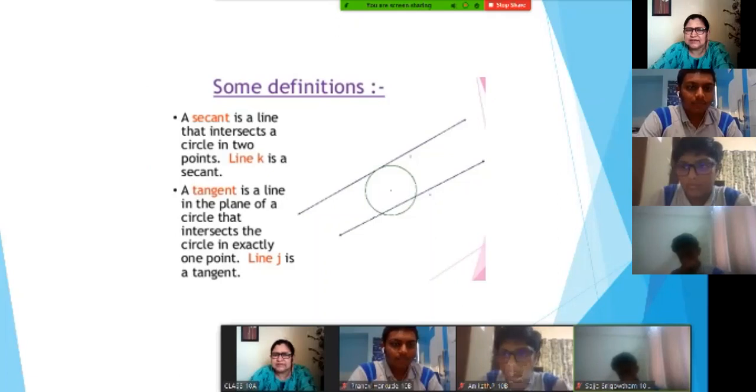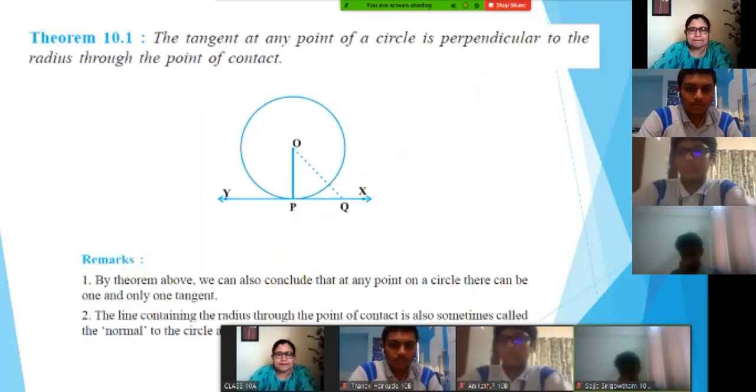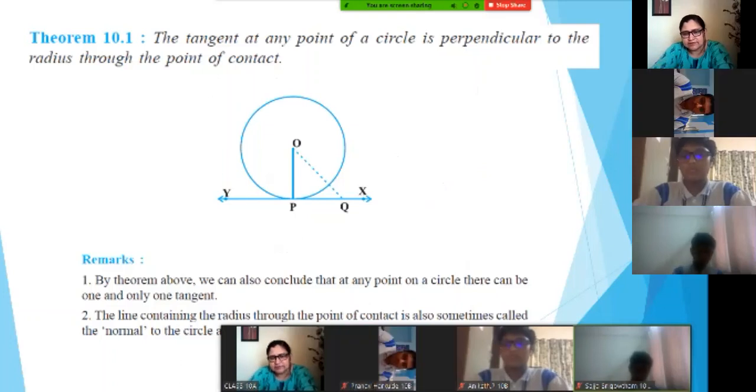A secant is a line that intersects a circle in 2 points. This K is your secant, and the line J is your tangent. That's it. Now, this theorem is there for your syllabus.